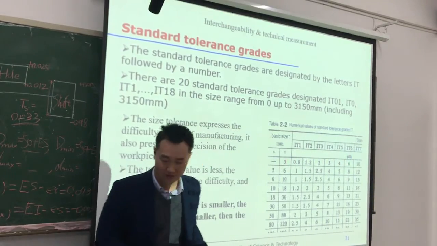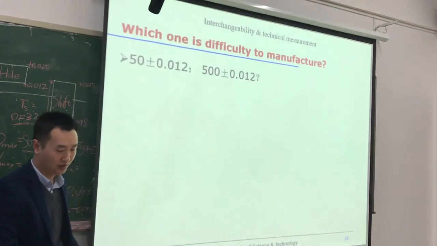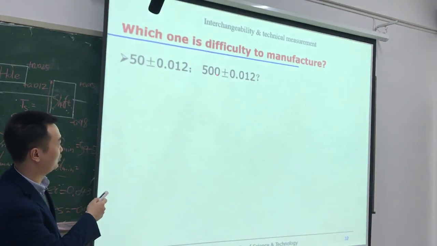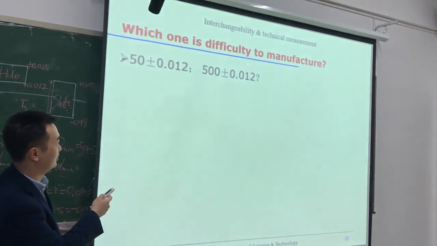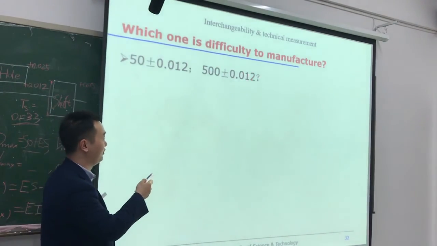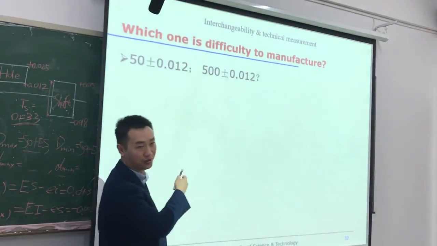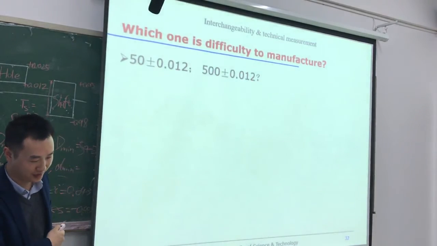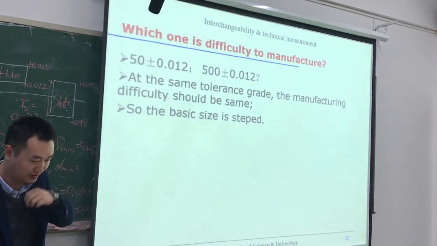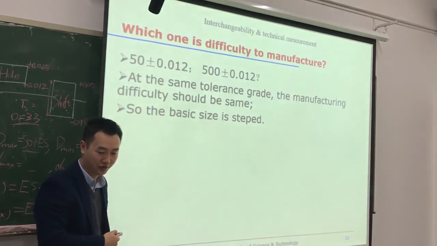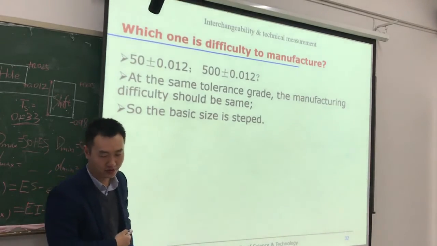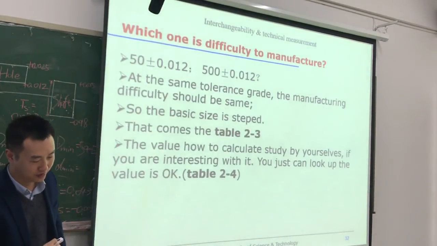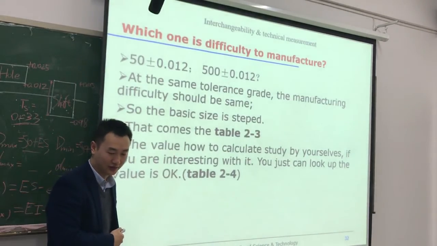So if in this question this much larger basic size has the same upper and lower deviation, it means it has more precision. The precision is higher. So at the same tolerance grade, the manufacturing difficulty should be the same. So the basic size is standard.